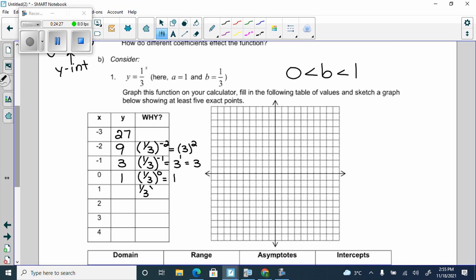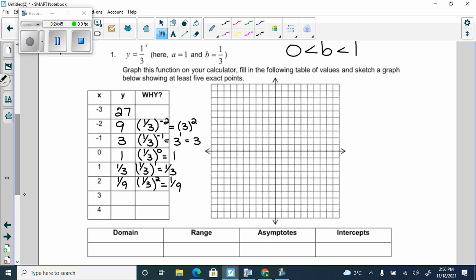1/3 to the 1 is a third. 1/3 to the 2, you have to distribute the 2 in. 1 squared is 1, 3 squared is 9. And then I get 1/3 cubed, which is 1 out of 27. And then this is 1 out of 81, which is a really tiny decimal.